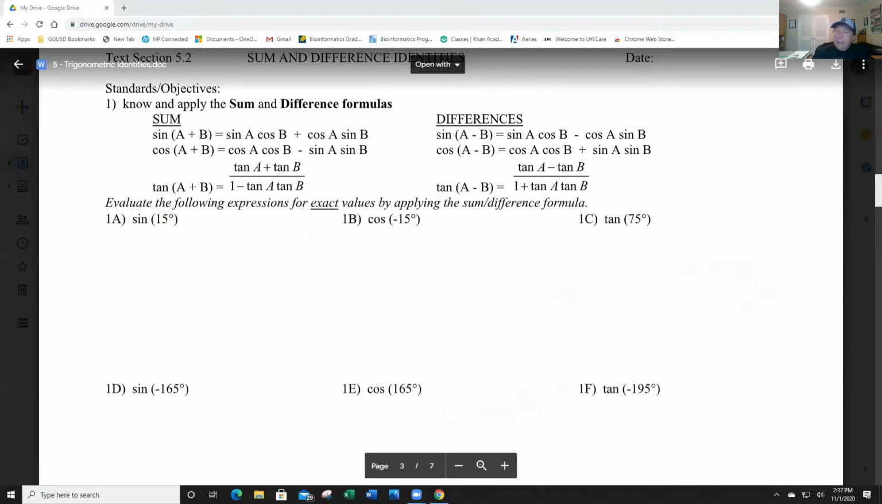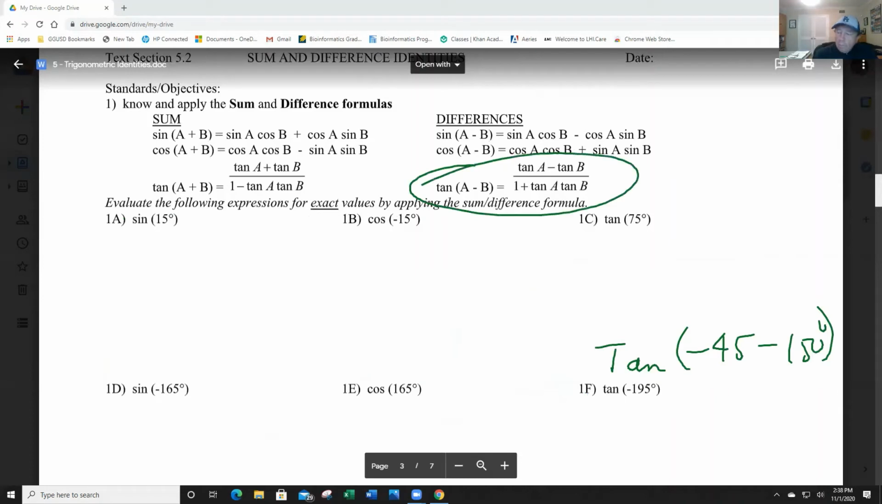So for 1F, tangent of negative 195, and I'll write that right here, that's going to be the tangent of negative 45 minus 150. That was my thinking on that. Okay, I'm going to do a difference formula because I'm going to do minus positive 150. Okay, so I'm going to draw these out real quick. There's your negative 45 is right here. So I know the tangent is negative 1 down there.